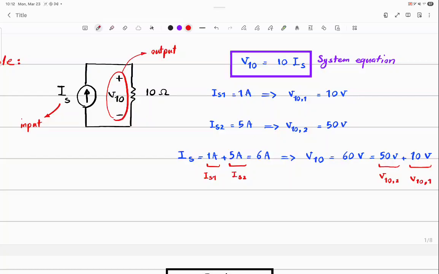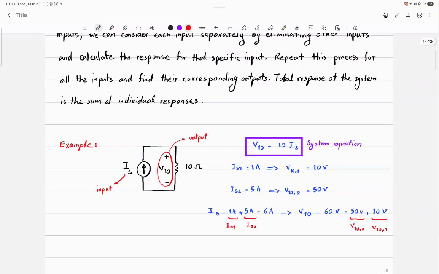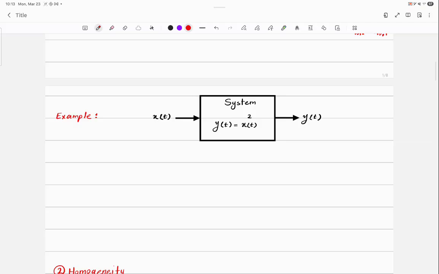What it means is that the output to the combined input is equal to the sum of the outputs. Okay, if it's confusing as a sentence, just always remember this example. It doesn't matter if I multiply 6 by 10 or if I add 10 and 50. They both give you the same answer because the system is additive. Let's talk about this system.